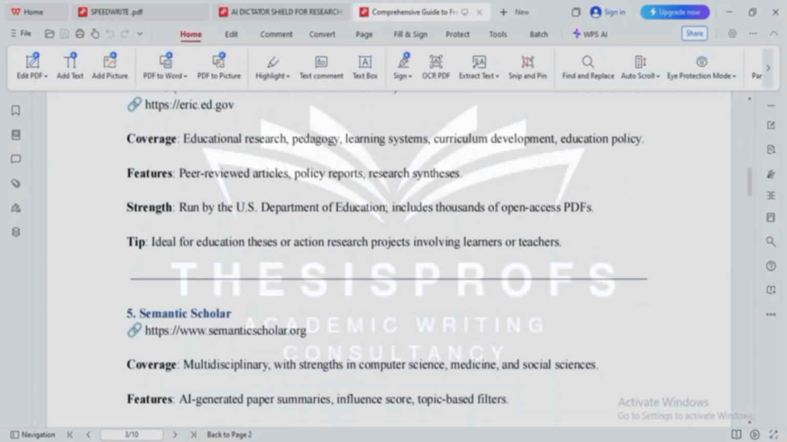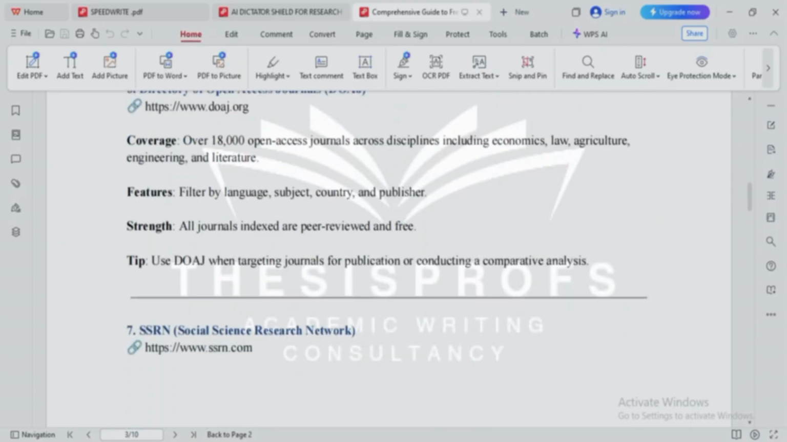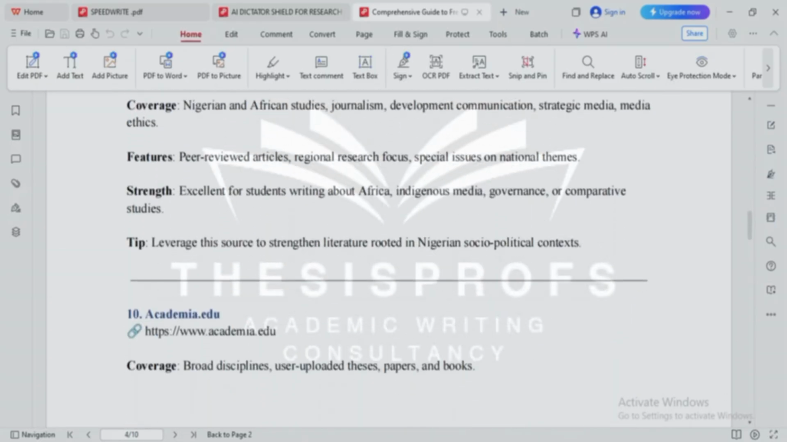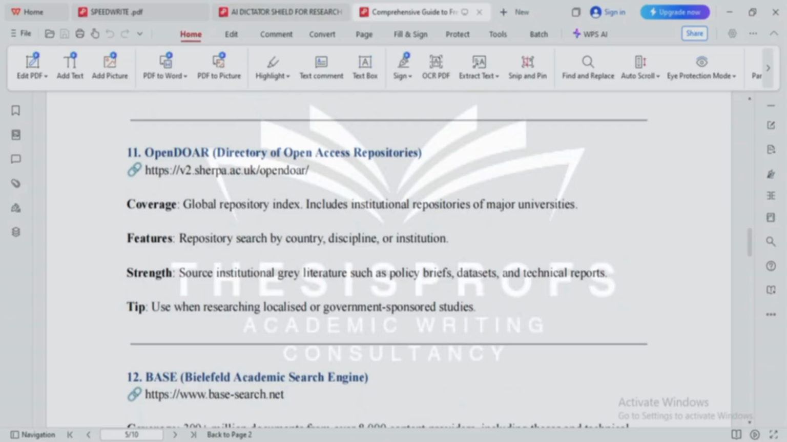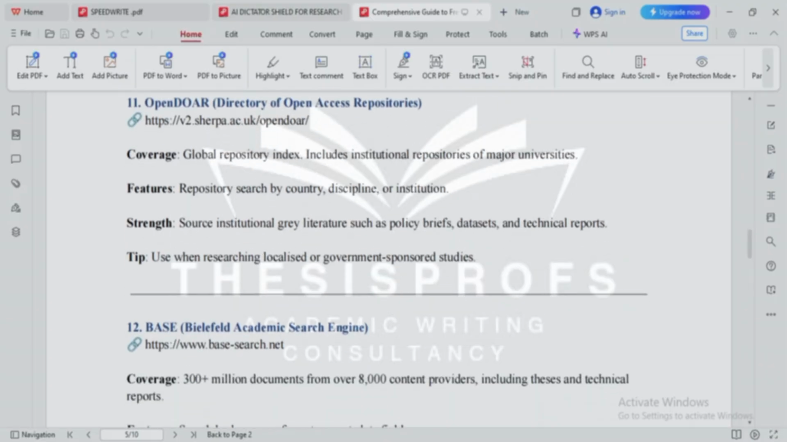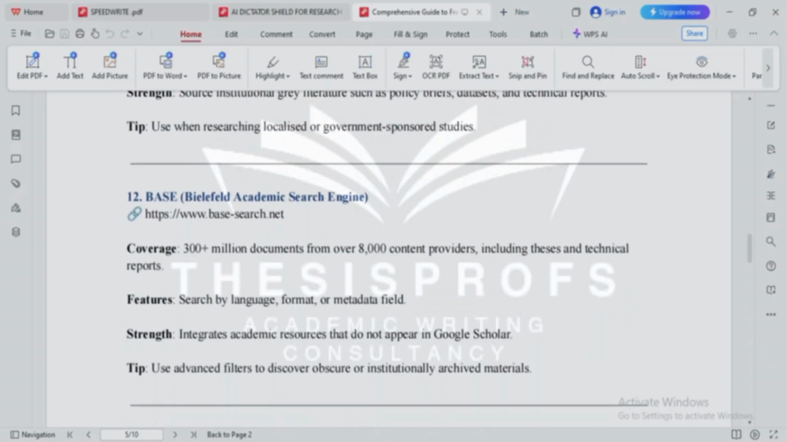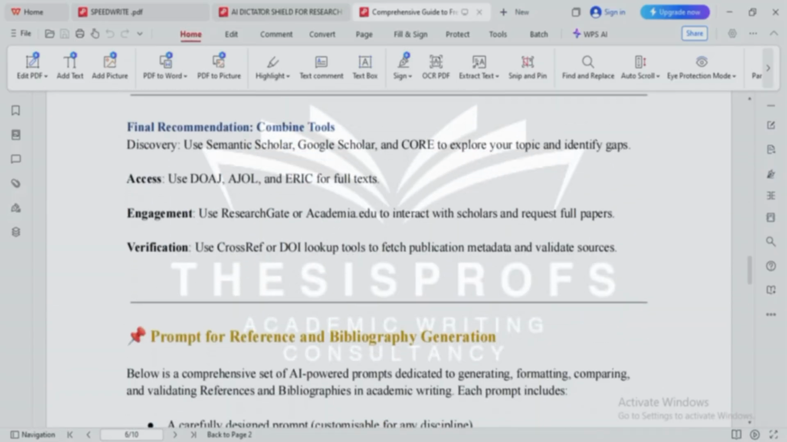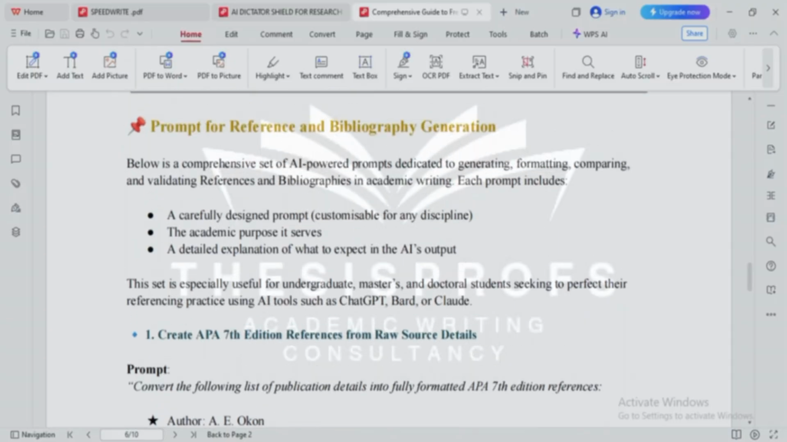We have the Semantic Scholar. We have them here. You can see them. OpenDOAR. We have the BASE. We have the African Journal, AJOL. Now, prompts for reference and bibliography generation.